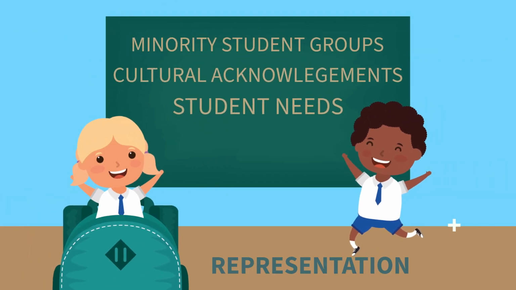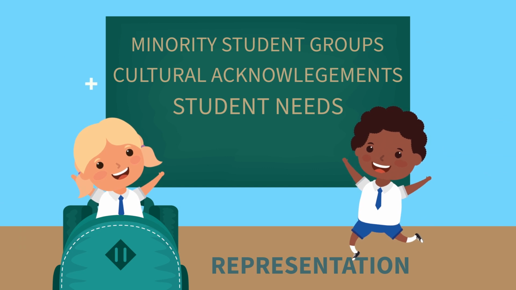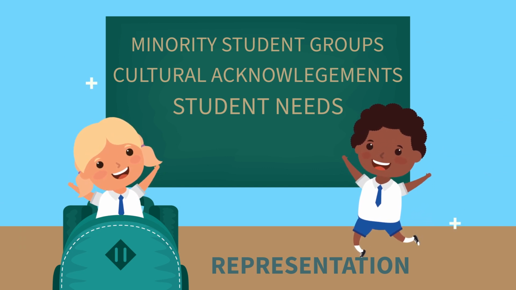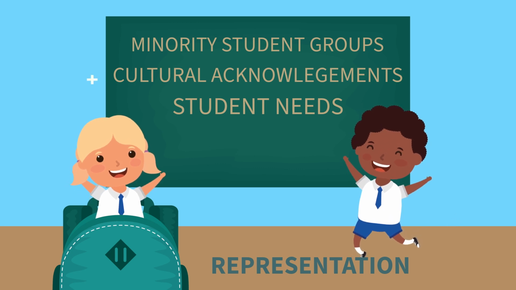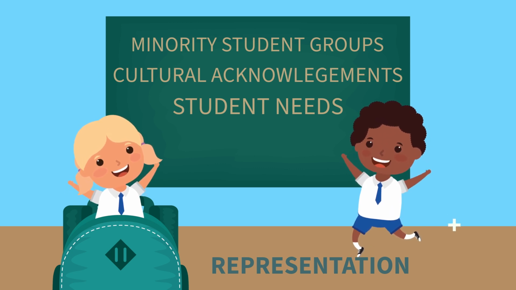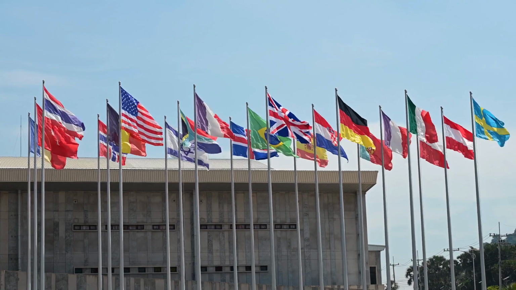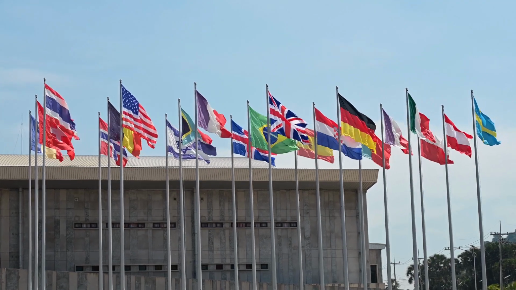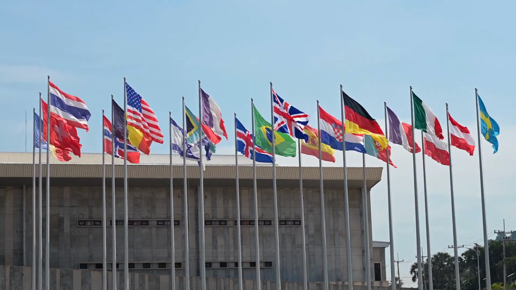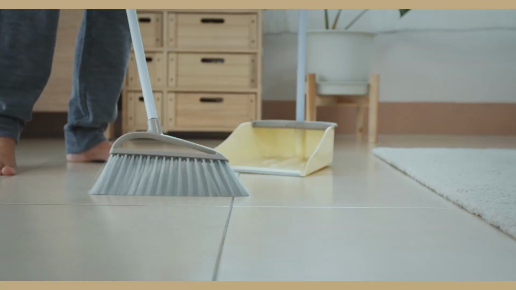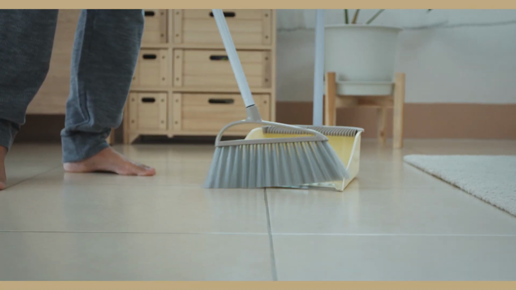The third effect deals with representation. Gerrymandering can affect the representation of different communities within school boards and decision making bodies. When districts are gerrymandered, certain communities may be underrepresented or marginalized in the decision making process, leading to a lack of voice in educational policy. Even further, in predominantly white schools, minority organizations, cultural acknowledgments, and student needs can commonly be swept under the rug because of their race and ethnicity.